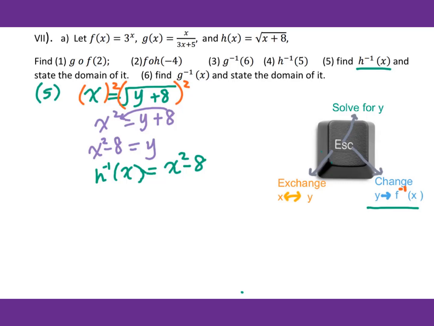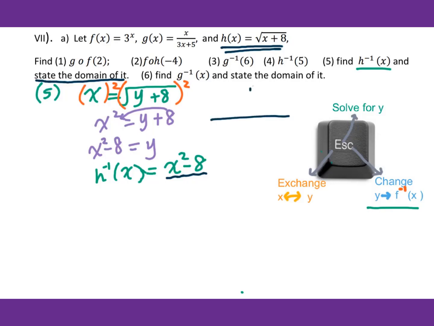For question number 5, we need to state the domain of it. So for this inverse function of h of x, we need to figure out the domain. For a quadratic function, we know domain is all real numbers. But for an inverse function, when you say quadratic function, you need to be very careful. You got to use the original function, that is a square root function, to figure out the domain of the inverse function.